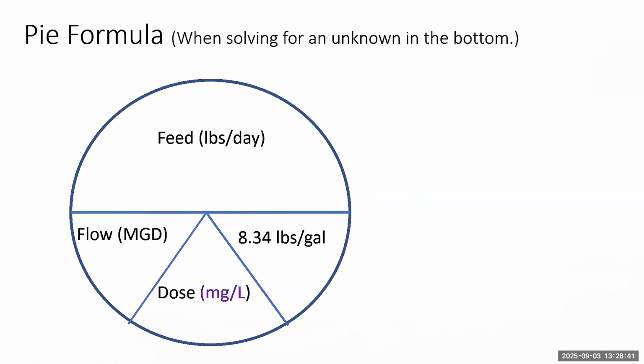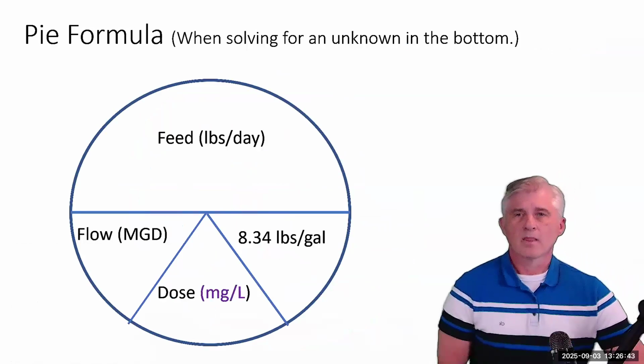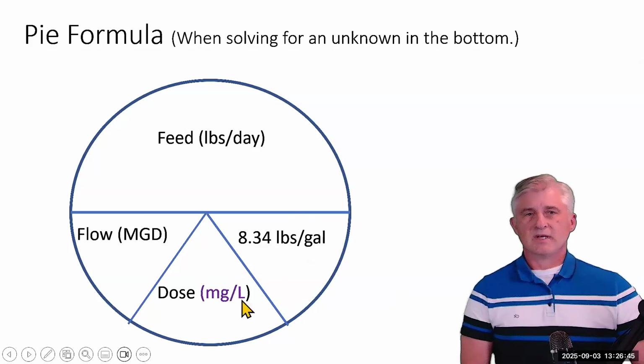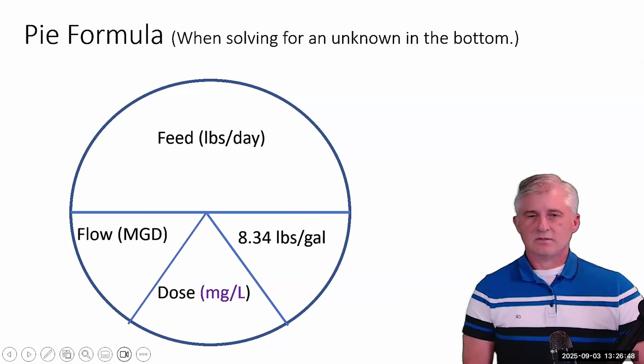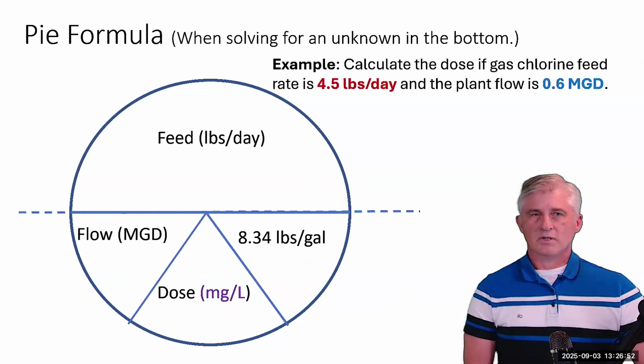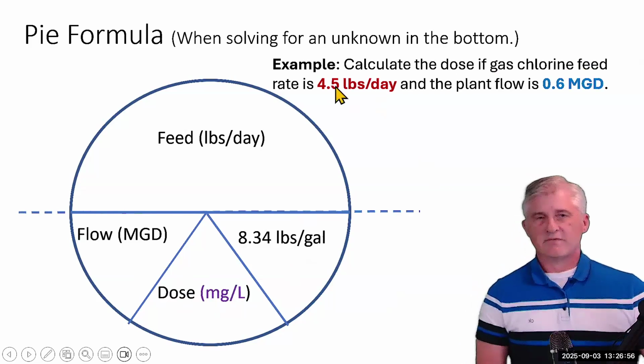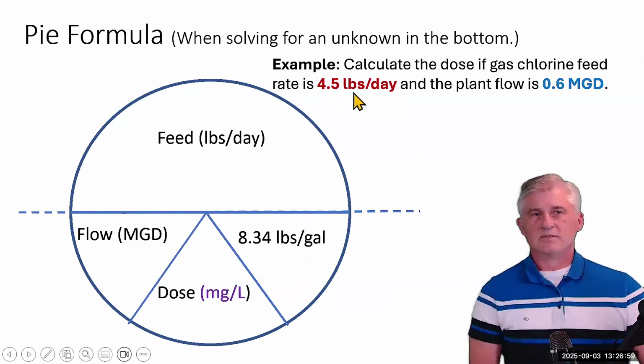So we can solve for things that are on the bottom. In this example, we're going to want to know what the dose is. So what we're going to do is use the same approach. We're going to work this problem as if we didn't know what the dose is, but we knew the pounds of the 4.5 pounds per day, and we know the flow.